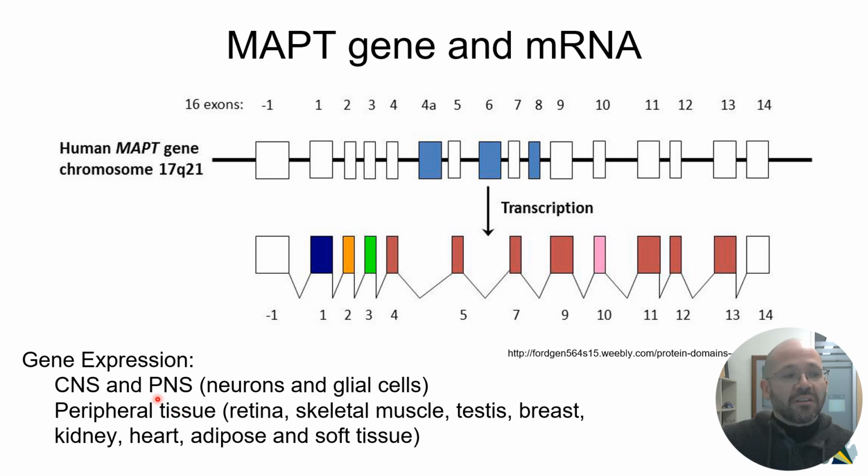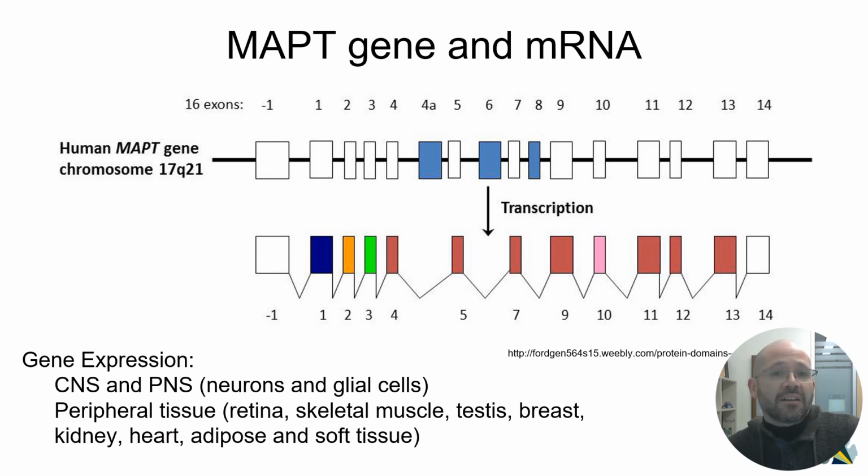The gene expression of MAPT is found in the central nervous system, the peripheral nervous system, and all involved neurons and glia cells. In the peripheral tissue, the expression of the MAPT gene is found in retina, skeletal muscle, testes, breast, kidney, heart, and adipose and soft tissue. Recently, there has been interest in the expression of one isoform that I'm going to discuss in a second in the heart, due to the generation of cardiomyopathy associated with the expression of that tau isoform.